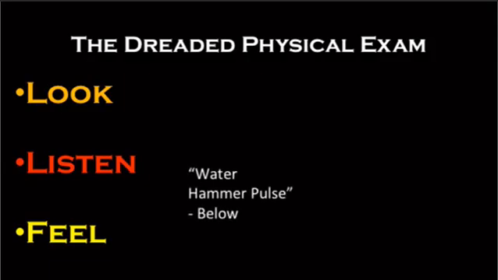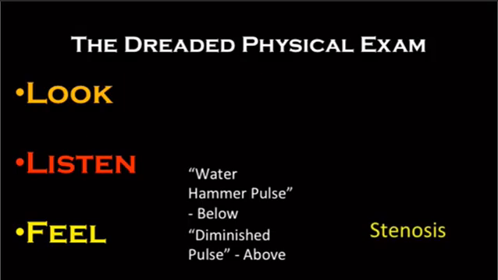Flow through the access can be evaluated by assessing a thrill, which is like a vibration felt at various points along the access. So when there's a stenosis present, it's supposed to be like a water hammer pulse felt below the area of stenosis, and above the stenosis, the pulse can be very diminished or almost absent. Again, that's to make you think stenosis.